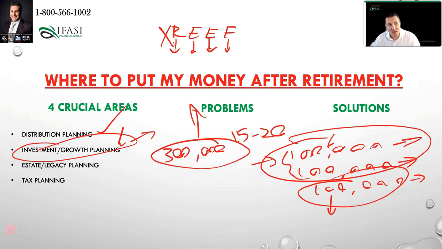So it's all about making sure it's like individual pieces in a puzzle, and you want each piece to fit correctly to be most efficient and most effective when you're looking at your investment growth planning side, just like you're looking at the most efficient, effective route for your distribution planning side.